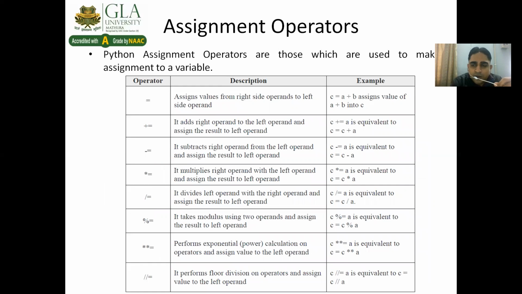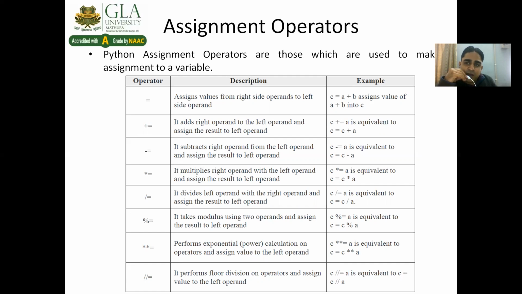And then we have the assignment operator. The assignment operator is used to assign a particular value to a variable. Just keep in mind that on the left hand side you are going to have only a single variable, and on the right hand side you can have an expression, a value, or a variable. Whatever can be calculated to a single value can be there on the right hand side.